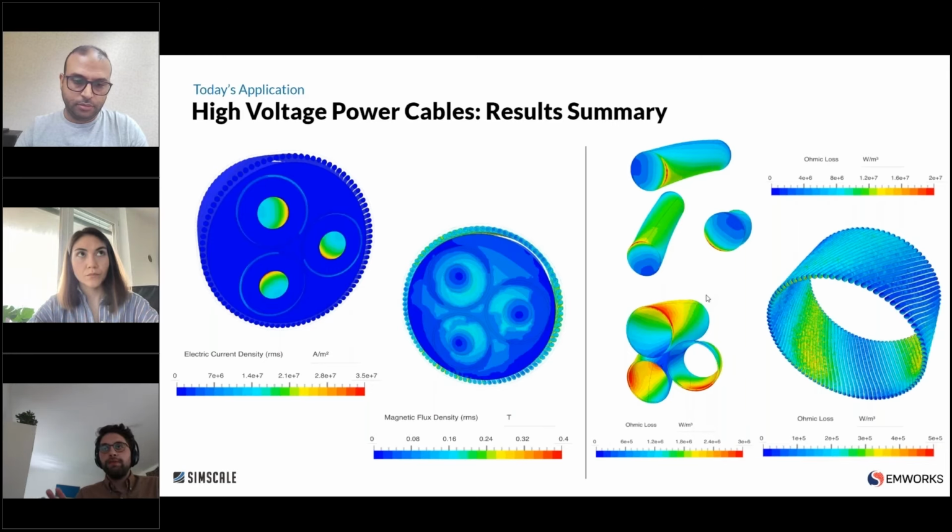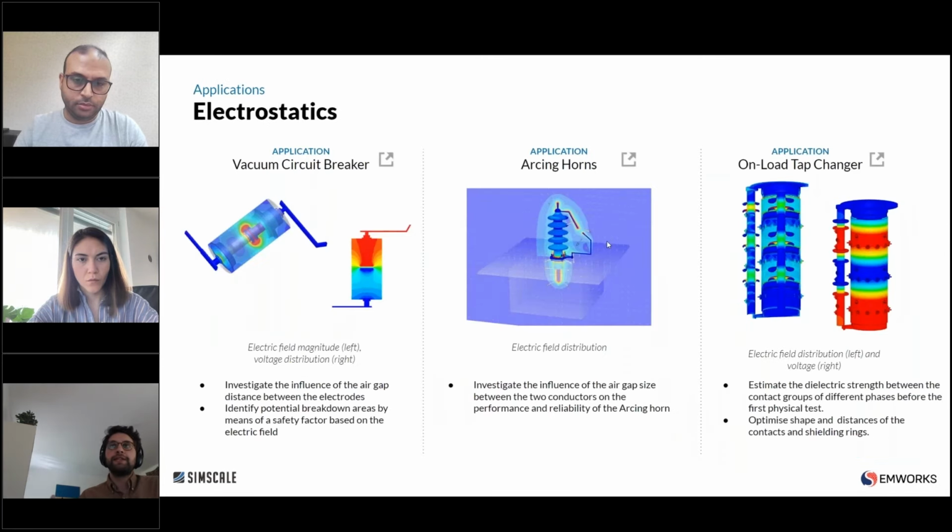Cool. Now, before I hand over to Majdi, I'll just take you through some other use cases where electrostatics, for example, can be used. Starting with the left one over here, we have a vacuum circuit breaker. This is essentially used in medium to high voltage electrical systems. It tries to interrupt and protect electrical circuits from damage. Here you might want to investigate the influence of the air gap, the distance between the electrodes, and identify potential breakdown areas, again by means of a safety factor analysis.